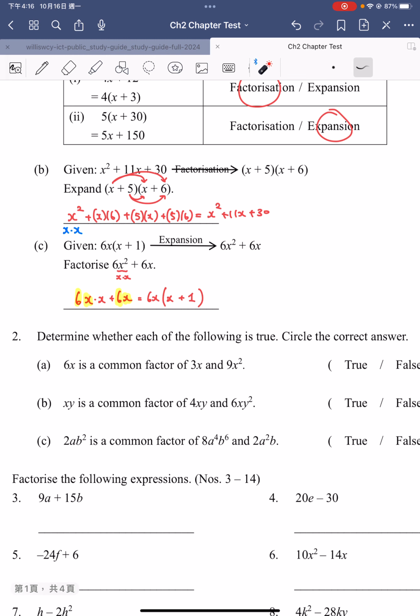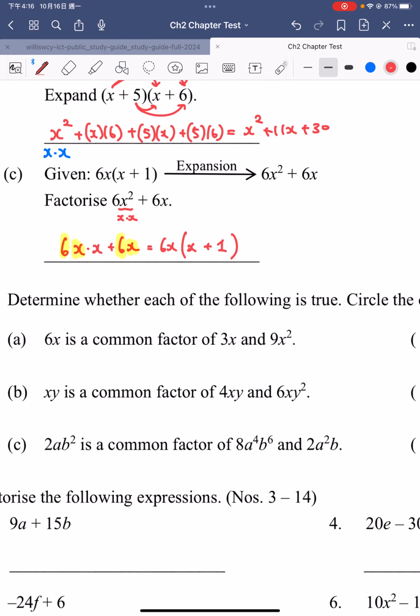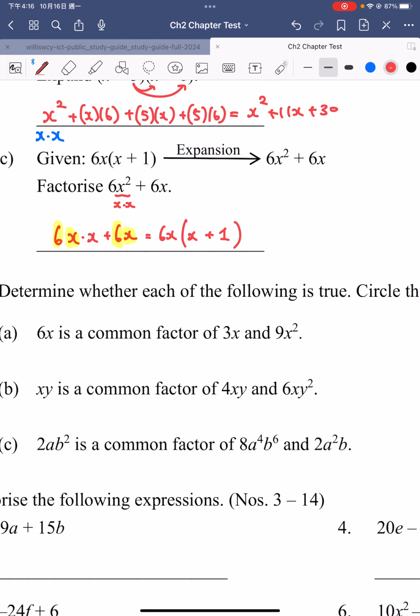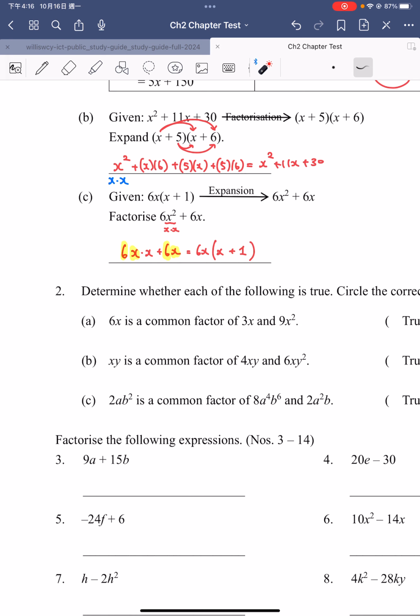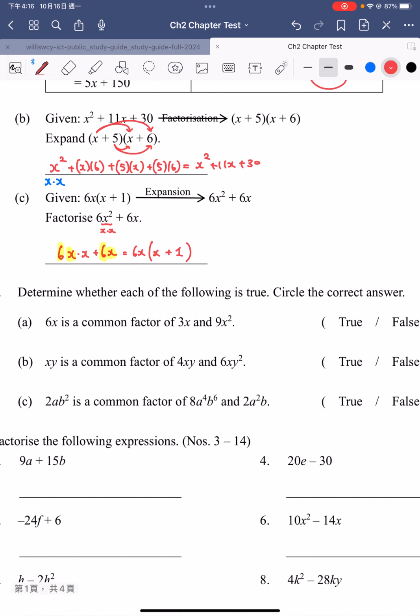So for question 2, we're going to ask about whether something is the common factor of 3x and 9x squared. So first of all, 3x and 9x squared. If this 6x is going to be the common factor, it means that 3 is going to be a multiple of 6, but it's actually wrong, so for the first one it's going to be false. Because actually 6 is greater than 3, how can 6 be the factor of 3, which is impossible, right?